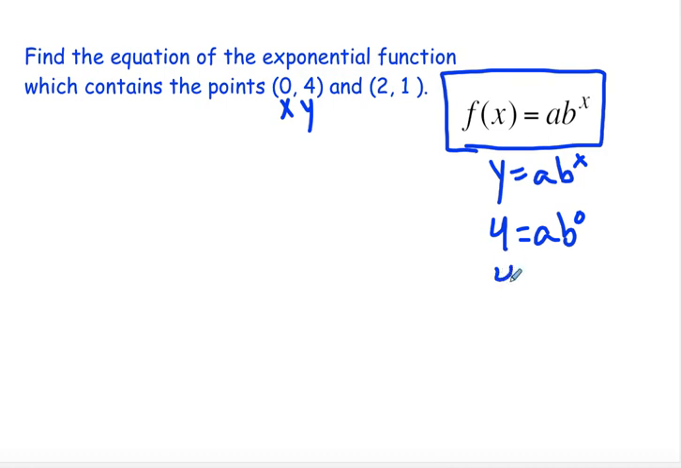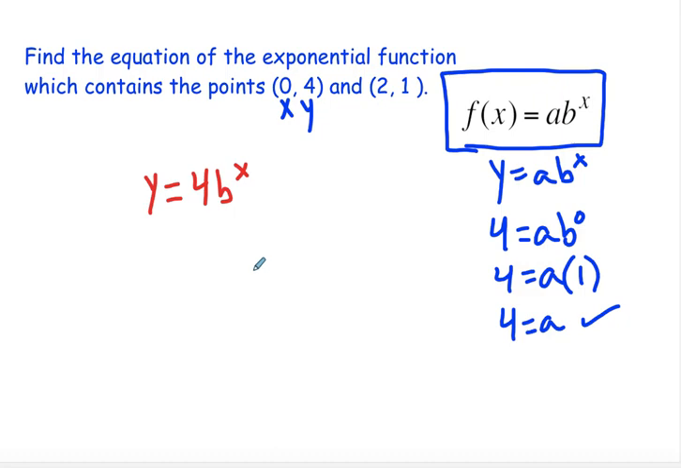So now what's going to happen? Well, b to the 0 is 1. So right now we know that 1a is 4. We got that figured out. So I'm going to switch colors. Now what we know is that a is 4, and we still have to figure out what b is.